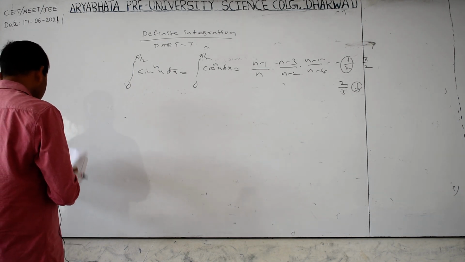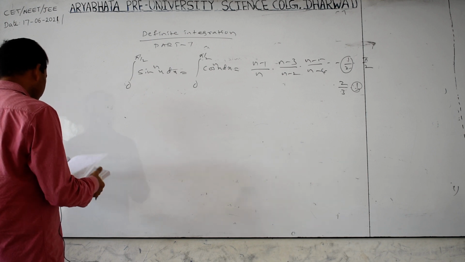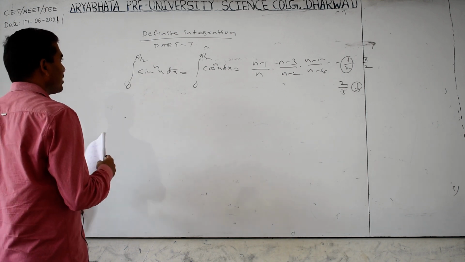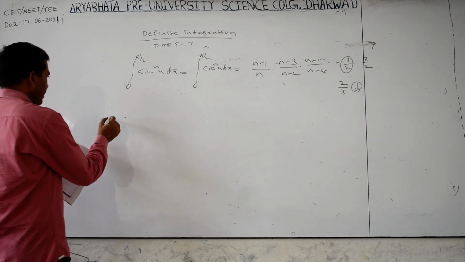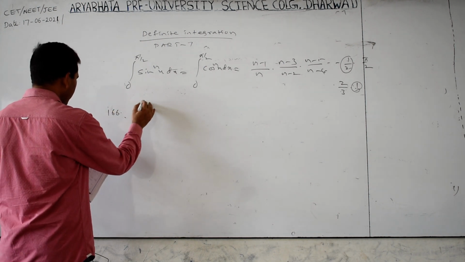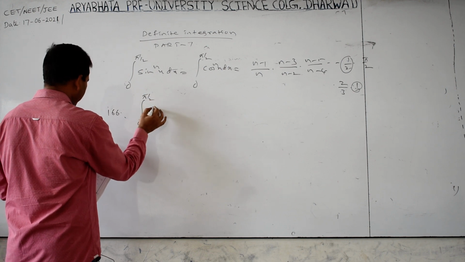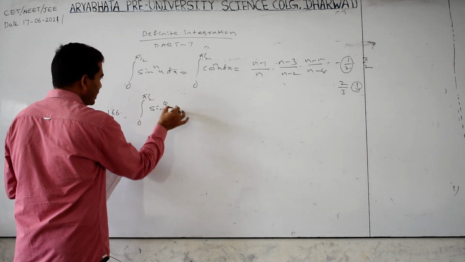So by using this, we can find the problems very easily. Sin square x, sin cube x, sin power 4x, sin power 5x, all problems we can find easily. Now question number 166, integration of 0 to pi by 2 sin power 4x dx.